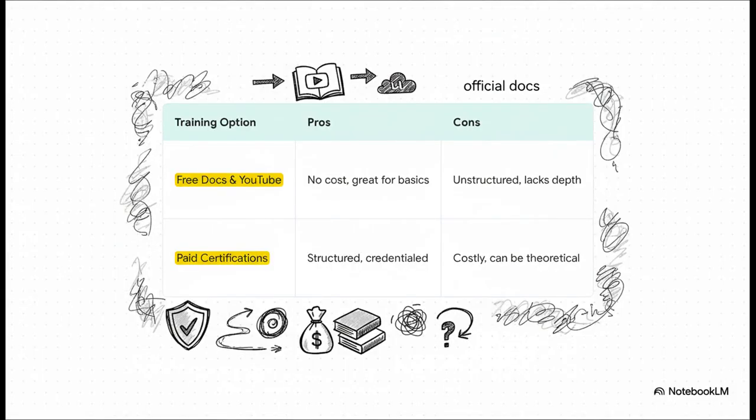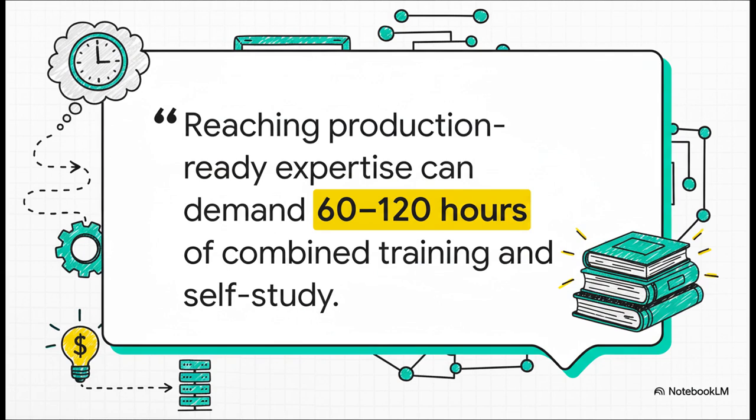So where do you learn these skills? Well, the free stuff, the official documentation, YouTube, it's all fantastic for getting your feet wet. But for those deep, production-level skills, you'll probably want a more structured path. Paid courses and certifications give you that structure, but they can be pricey and sometimes they feel a little too theoretical, you know? And we've got to be realistic about the time this takes. You can build your first cool workflow in an afternoon. But to get to a point where you can run business-critical systems on n8n, you're probably looking at 60 to 120 hours of really focused learning and practice.